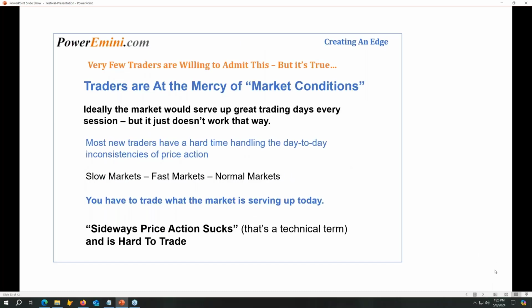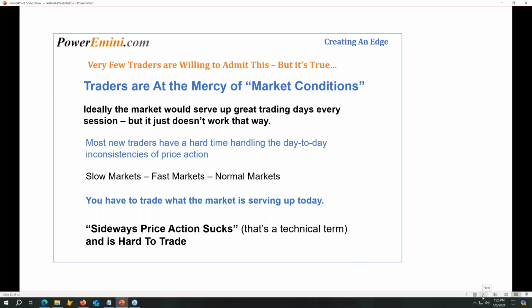This is the last thing I want to talk about here: traders are at the mercy of market conditions, right? Ideally, every day is a great trading day. We get these big trend moves. We can take one of our candlestick patterns with the high win rate. We've got a good trade trigger, man. We jump in and boom, the market just takes off. But I hate to break it to you, we don't get that, right?